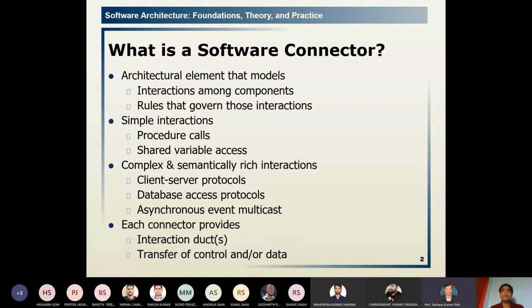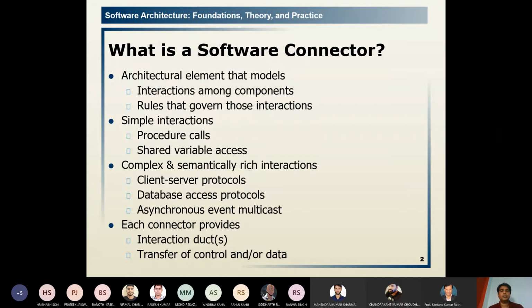Interactions means the conversation or communication between the sender and receiver. You need some path to connect the interaction or to communicate with each other. So this will help to send the signals from one entity to another entity, where one is a client and another one is a server. So it helps with the rules that govern those interactions.